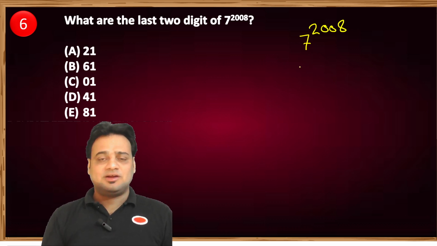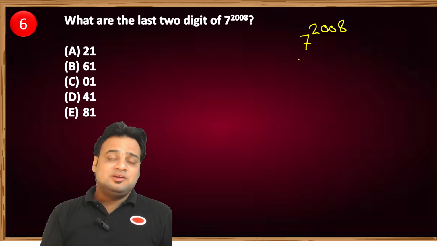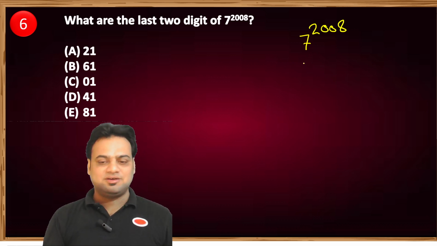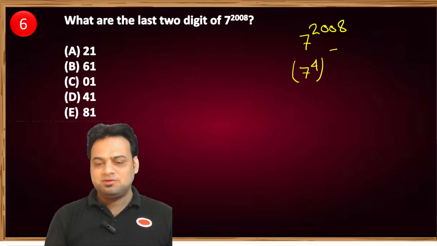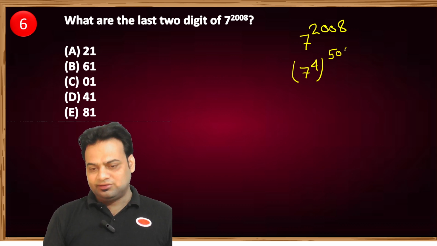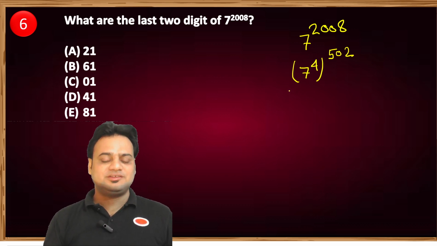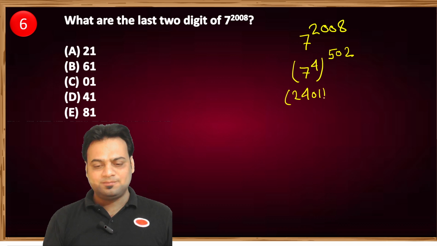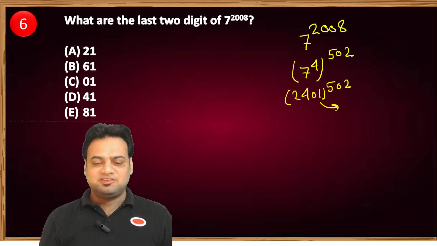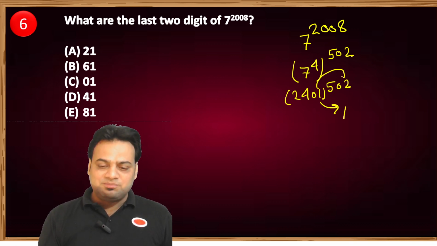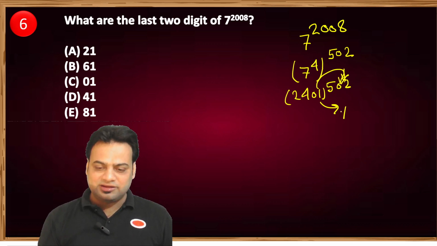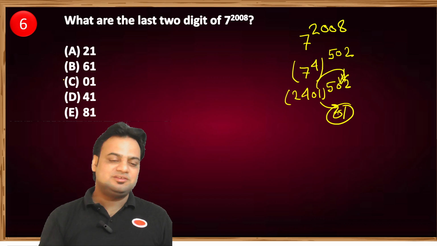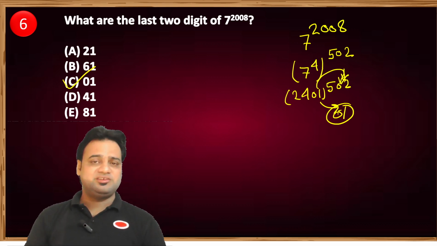For the last 2 digits, if a number is odd, you try to get the unit digit as 1. So write 7 to the power 4, which is 2401, and the power is 502. In this case the unit digit is 1, and the unit digit multiplies with the second digit of the power. So it's 0. So the answer is 01. That's the basic method, a very easy method.